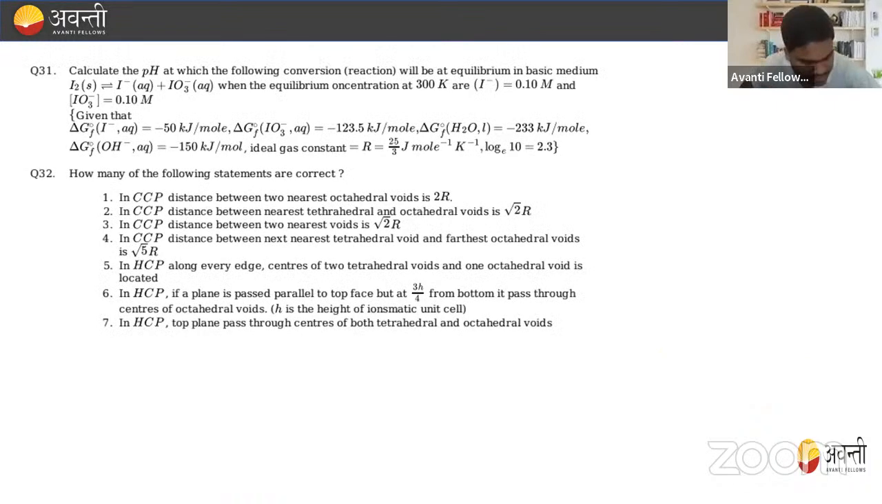That is question number 31, right? In question number 31, what you need to identify is to calculate the pH at which this will take place. How will you calculate this? Calculate the pH at which the following conversion reaction will be at equilibrium in basic medium: I2 to I negative plus IO3 negative. First of all, we need to balance this equation, then only will we be able to calculate.